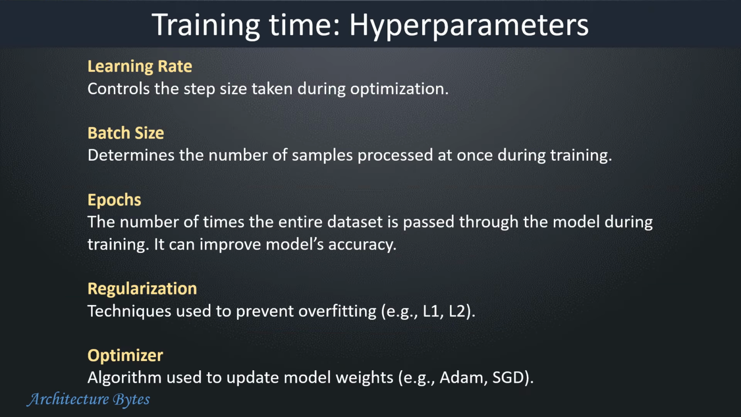So here are training time hyperparameters. Learning rate controls the step size taken during optimization. Batch size determines the number of samples processed at once during training. Epochs refers to the number of times the entire dataset is passed through the model during training. It can improve the model's accuracy. Regularization refers to techniques used to prevent overfitting. And optimizer is the algorithm used to update model weights.